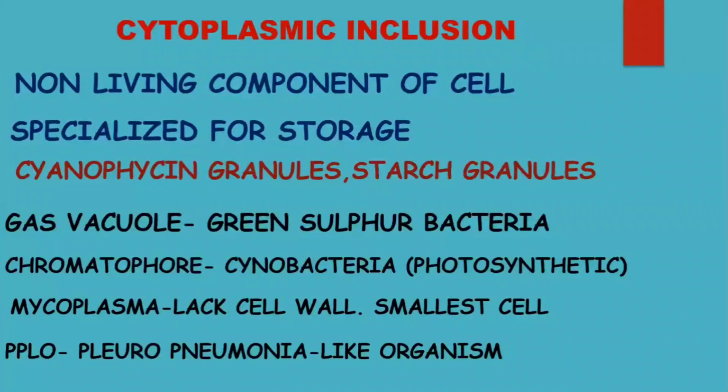If I have told you the smallest cell, definitely the mind will go to the largest cell. The ostrich egg is considered the largest cell of the living world. PPLO, pleuropneumonia-like organism, comes under mycoplasma. In some places you will find this also referred to as the smallest cell of the living world. It's a type of mycoplasma. Clear? So for this video, we talked about the prokaryotic cell. We will talk about the eukaryotic cell in the coming video.